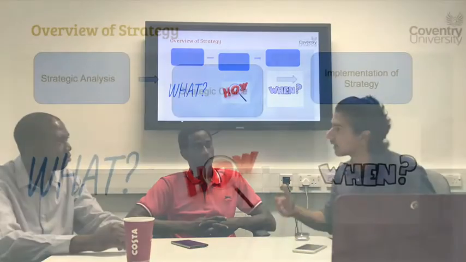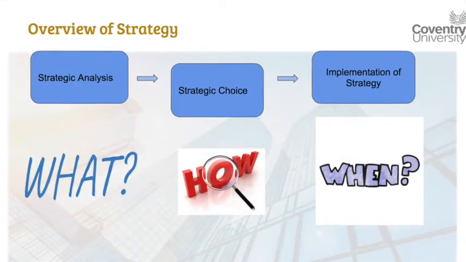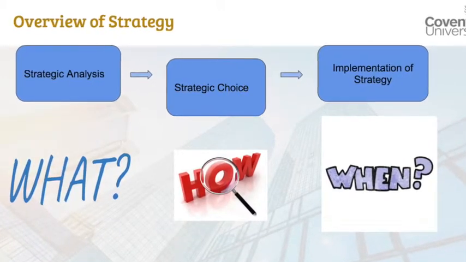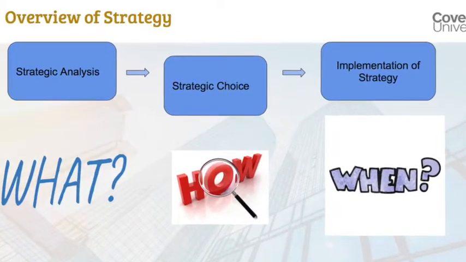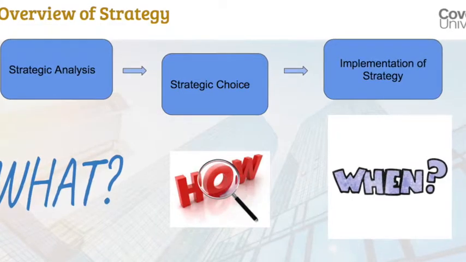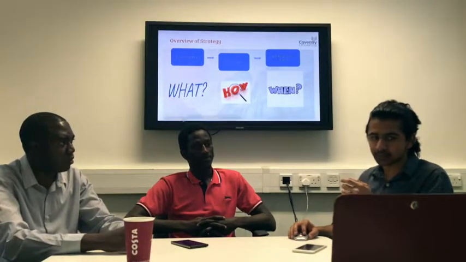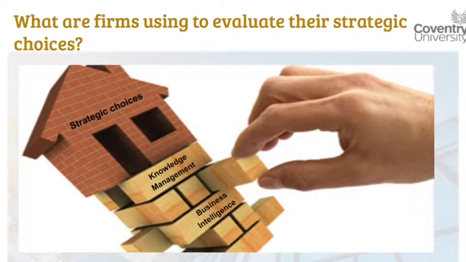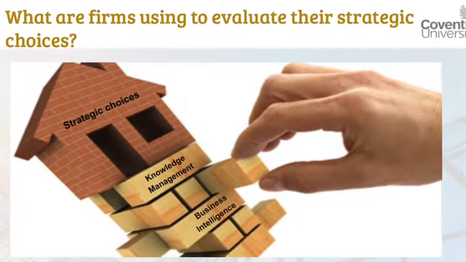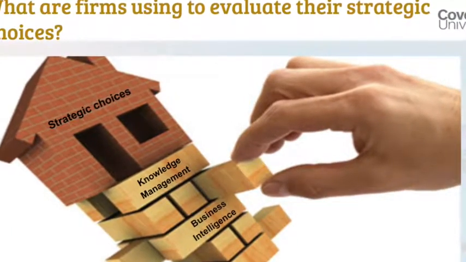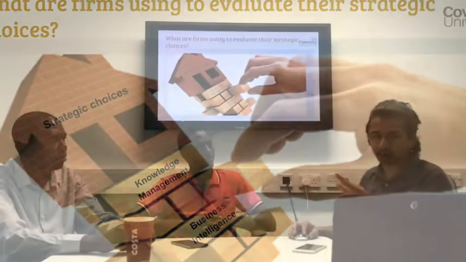Strategy itself includes the analysis, the choice, and the implementation. But the main focus is going to be on the strategic choice and how the business comes up with different strategic choices, and later picking the best one and implementing it. So the foundation for any strategic choice inside a business is, one, knowledge management, and two, business analytics, or business intelligence, as it's really called in businesses nowadays.